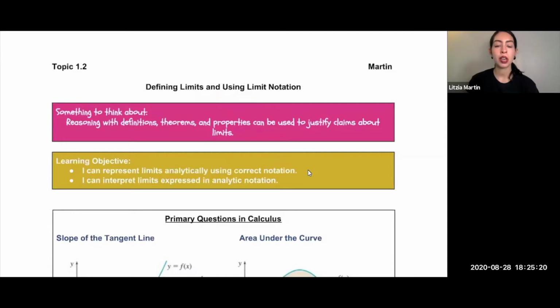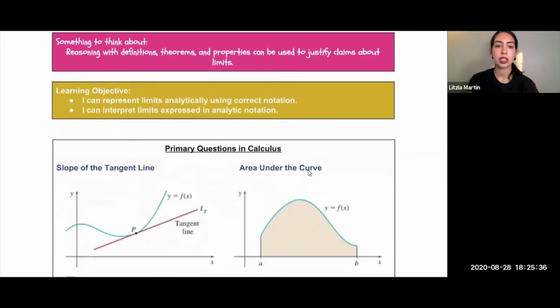So we're going to be learning some new definitions, some new theorems and properties along the way. So we're going to see how that can fit in with limits and what the limits are. So the learning objective for this lesson is to represent limits analytically using correct notation and to interpret limits expressed in analytic notation.